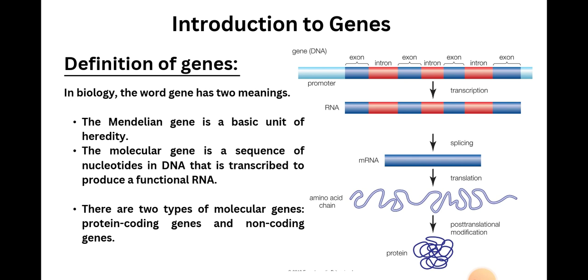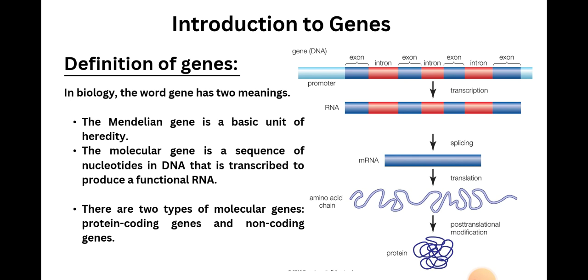protein. But how is it transcribed into protein? That molecule is first transcribed into RNA, and then the RNA is translated into protein. Now there are two types of molecular genes. The first type is called coding genes, and the second is called non-coding genes. We can also say that they are protein-coding genes and protein non-coding genes.